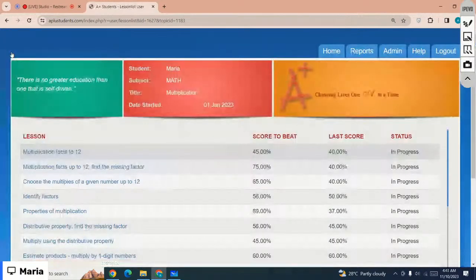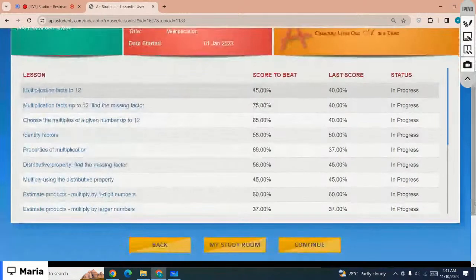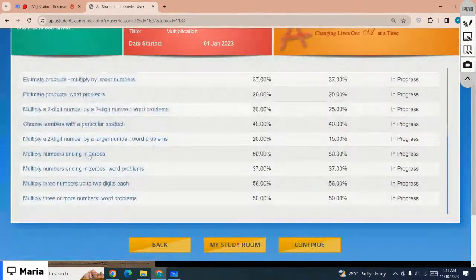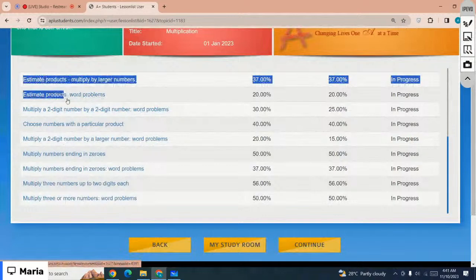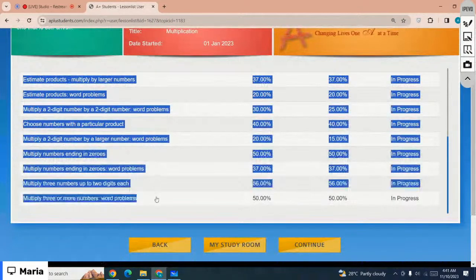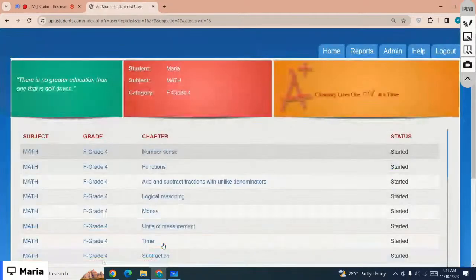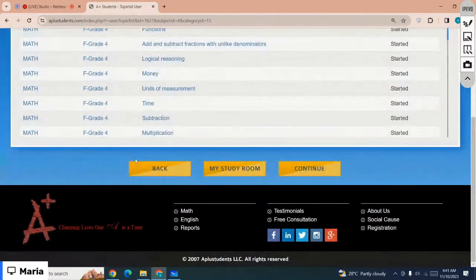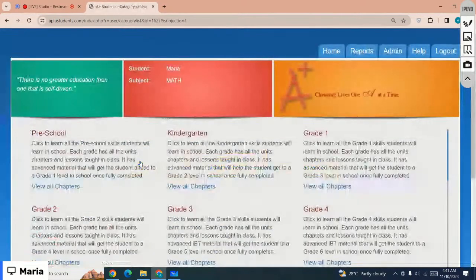Okay, so we were working on the chapter multiplication. The lessons we have covered today are estimate product by multiplying by larger number, but those problems you have to do on your own. Then choose numbers with a particular product, multiply numbers ending in zeros, and multiply three numbers up to two digits each, right? So please make sure before the next session you complete all the practice questions for the lessons we did today. That is your homework until the next session, right?